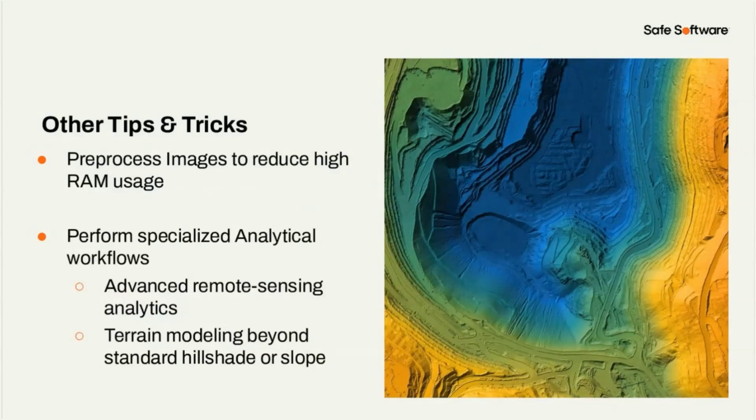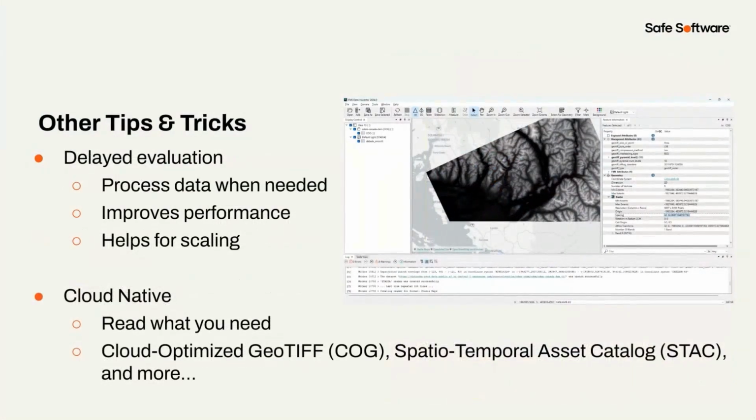Then, performing specialized analytical workflows. It's best to use software outside of FME for specialized analytical workflows, such as remote sensing and terrain modeling beyond standard hillshade or slope, as in one of the examples here. Why do we recommend this? If it's about how images look, we recommend other software like Photoshop or GIMP. But if it's about where data goes and what it means, then we recommend using FME or more advanced analytical tools if you want. Other tips and tricks.